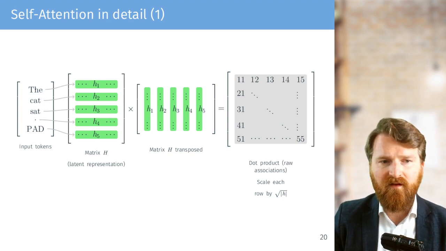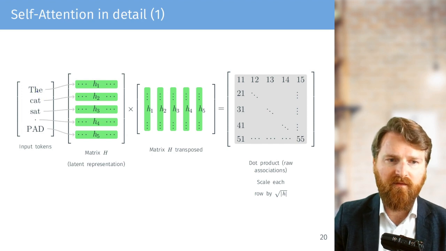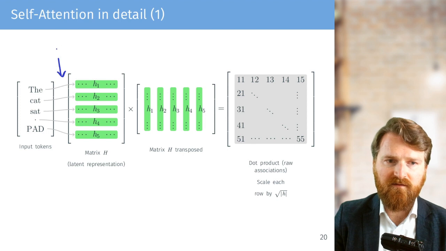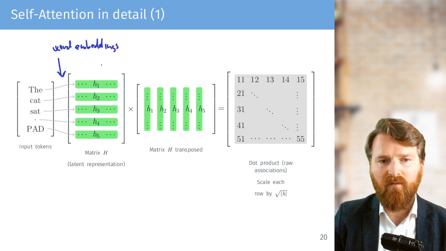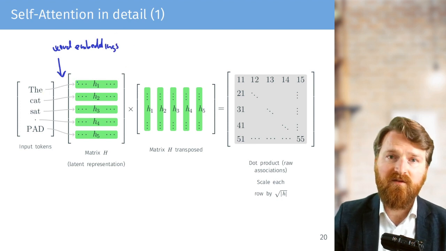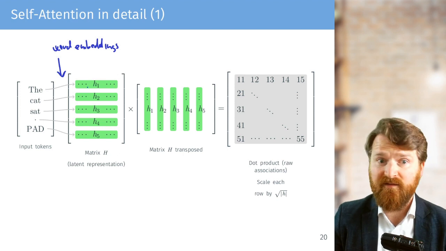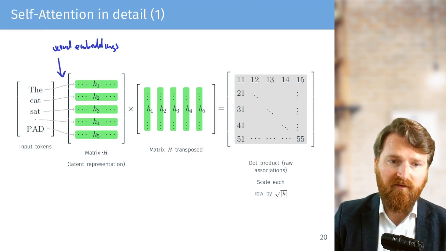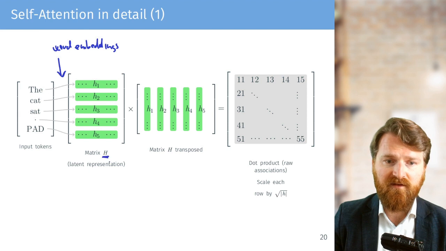So let's say we have 5 tokens here in the input: the, cat, sat, period, and there's a padding symbol. And here we might have some embedding representation, for example word embeddings. For word embeddings, we would represent each word with its hidden latent representation, or embedding representation. So it's a vector, and we call this a matrix H. This is a latent representation.